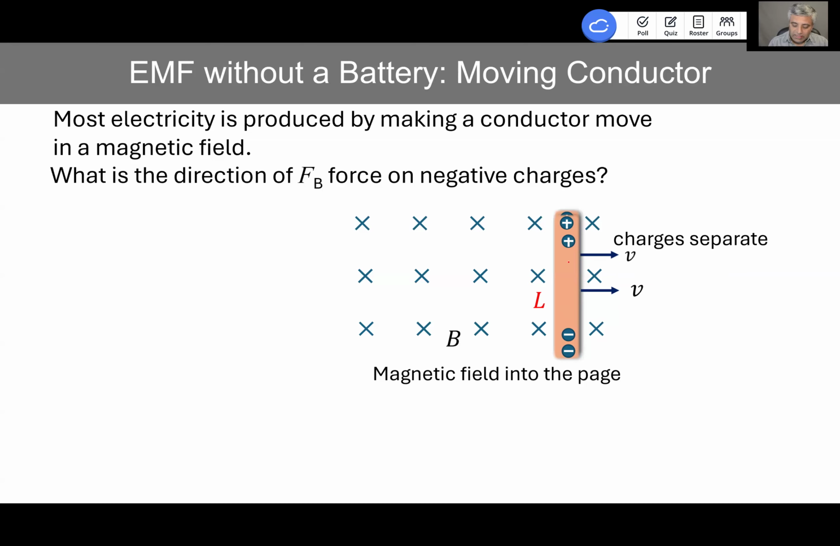So remember that force develops only when the charge is moving. That means the conductor has to be moving. So when the conductor is not moving, what happens? No force. So there's going to be recombination of these charges. So that's why this conductor has to be moving all the time to get that separation of charges. In other words, to get, let's say, EMF.